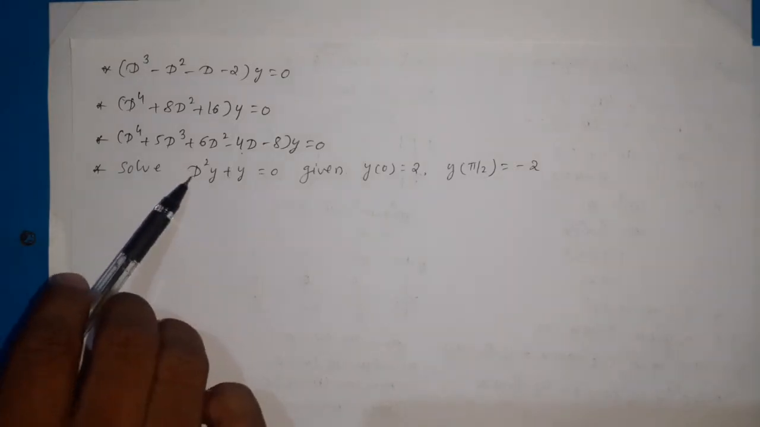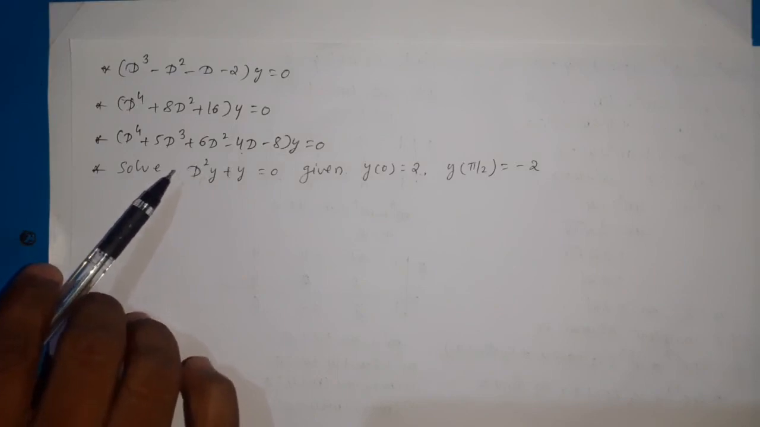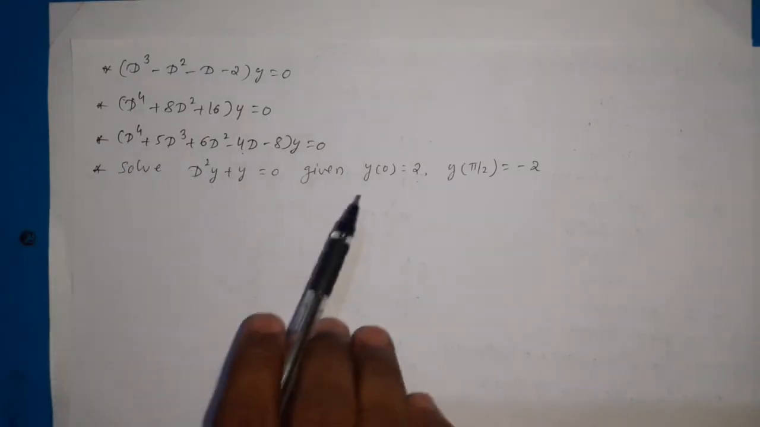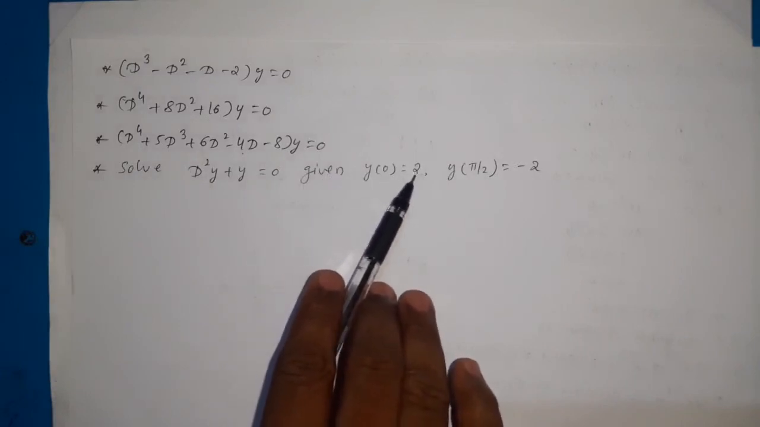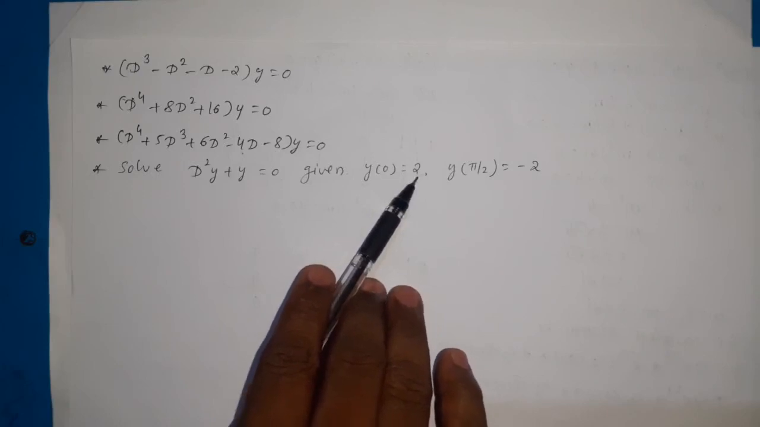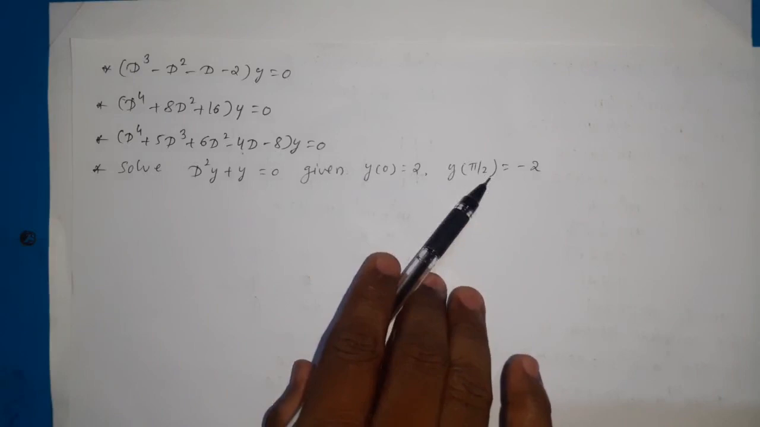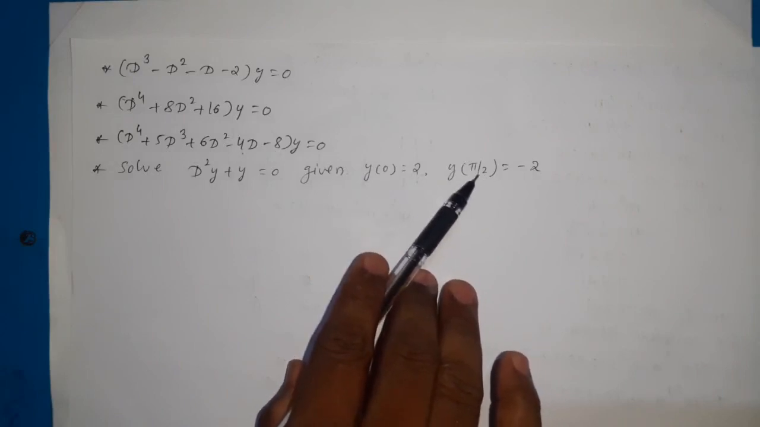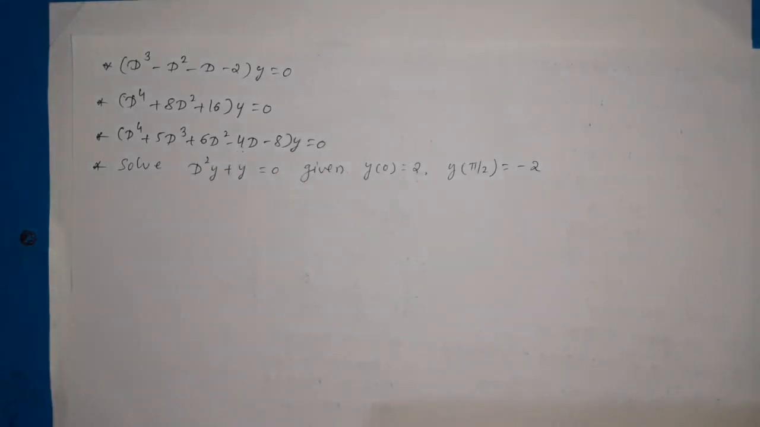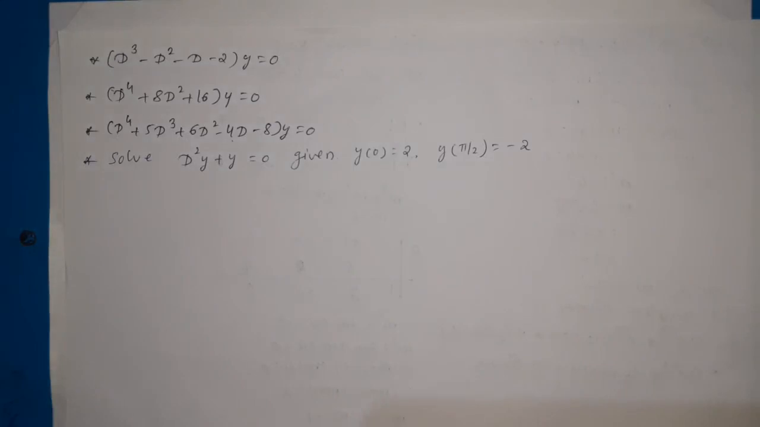Means first you have to solve the auxiliary equation, then roots, then the general solution of that equation, then finally use the conditions y of 0 equal to 2, means put x equal to 0 and y is equal to 2. By this condition you will get one arbitrary constant, and so the second condition is x equal to pi by 2 and y is equal to minus 2. So, these are the 4 examples which you need to solve.